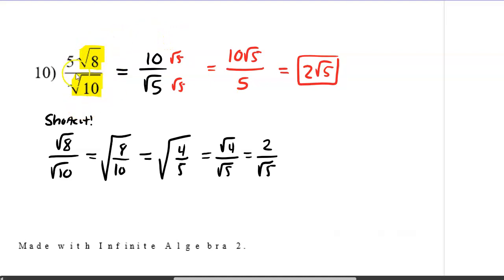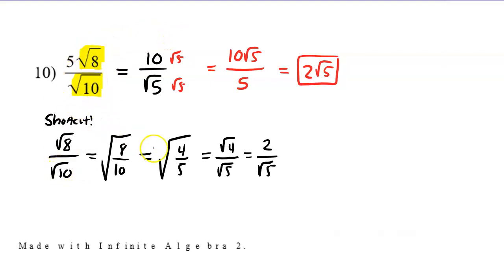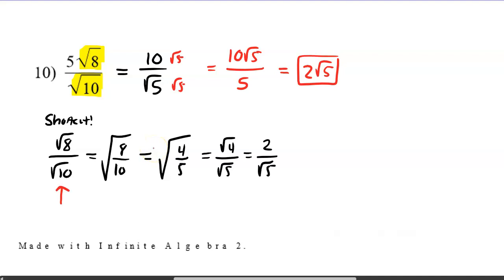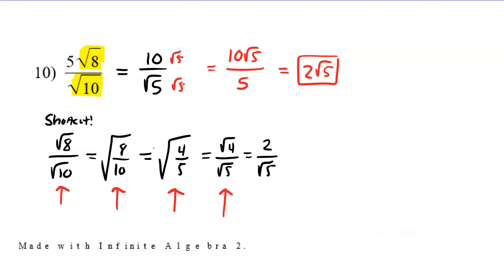Same thing I did in the previous question. I'm going to use that new shortcut idea. So the square root of 8 over the square root of 10 is the same thing as square root of 8 tenths, simplifies to 4/5, break it down, and something cool happens with this one because the square root of 4 is actually equal to 2.